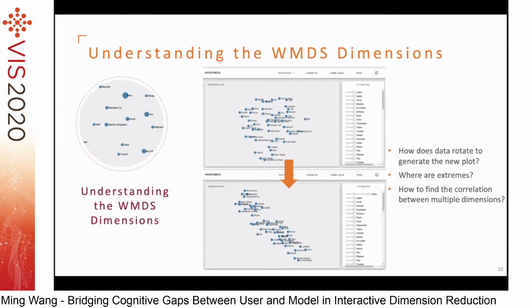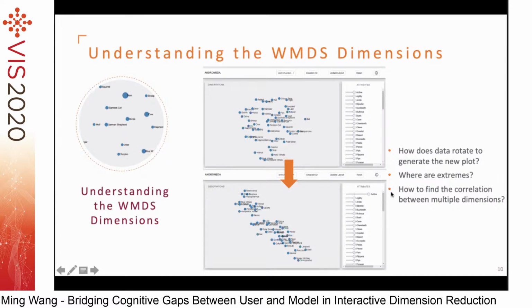Okay, so next is the second cognitive gap. This gap is that it is always difficult for users to understand the WMDS dimensions, and this can be further separated into three aspects. The first one is that after changing the weight of one dimension, like in these two graphs, it is hard for users to know how the data rotates to generate the new plot. Also, it is not intuitive for them to figure out which side has large data and which side has small data. And it is also not easy to see the correlation between multiple dimensions.